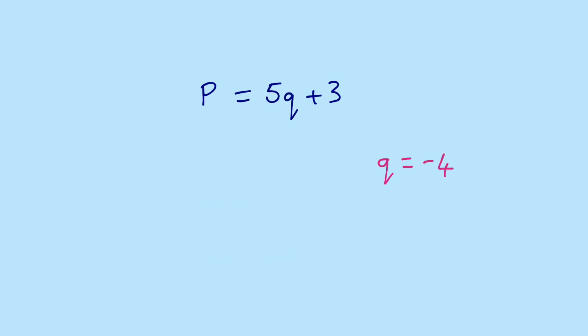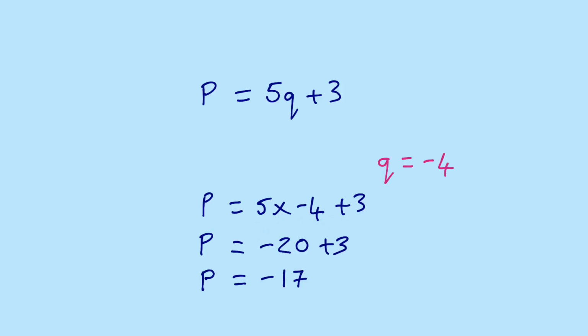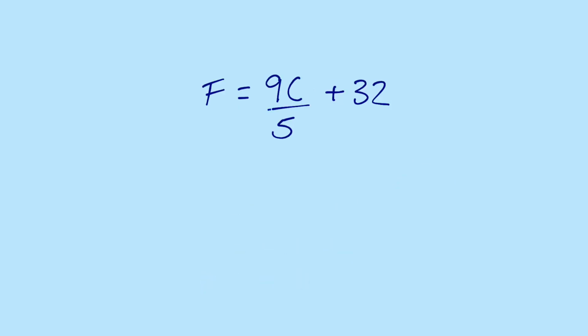If we have a different value of Q, for example, Q equals minus 4, well, then the value of P will of course change too. For example, when we substitute the Q equals minus 4 into the formula, we get 5 times minus 4 plus 3. So you do the 5 times minus 4 first, and then add the 3, and you get the answer of minus 17.